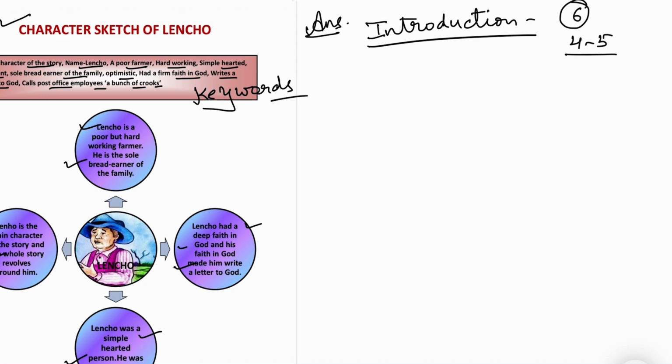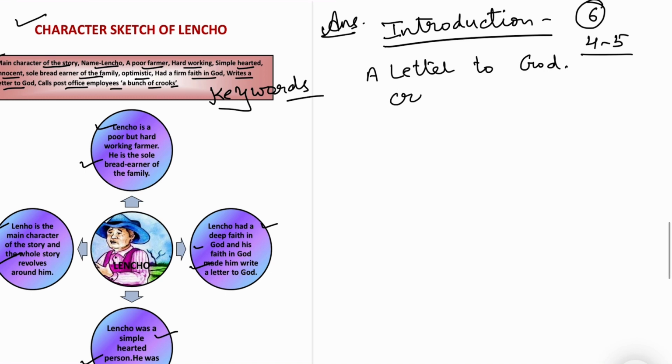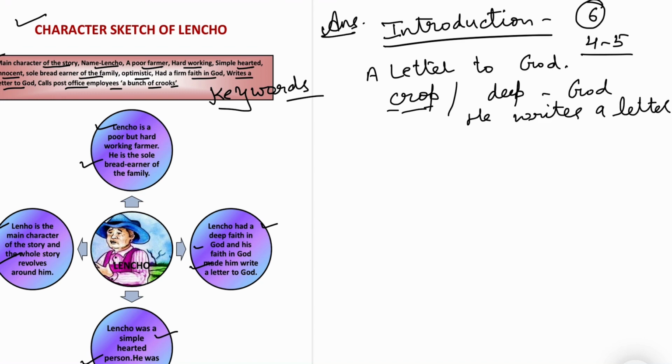Here you can write, A Letter to God is an interesting story of a farmer whose name is Lencho. His entire crop was destroyed. You can mention the crop. The crop was destroyed, but he had a deep faith in God, and he writes a letter to God. So this is the general introduction to the chapter. Now you can write the character sketch of Lencho. Next point will be this.